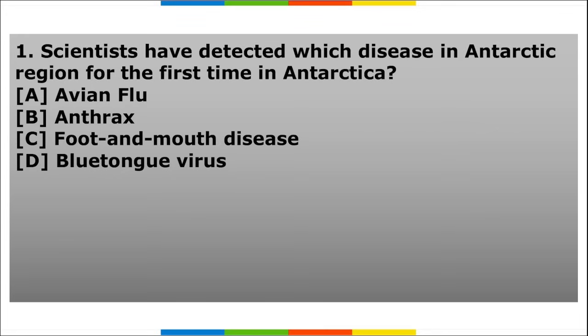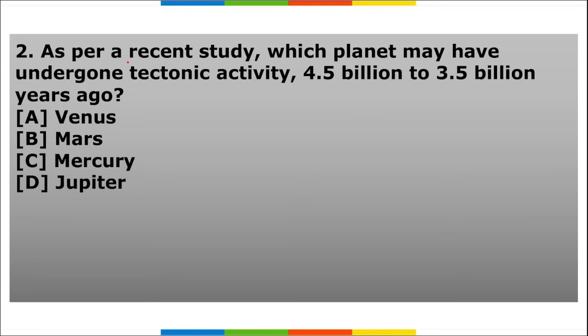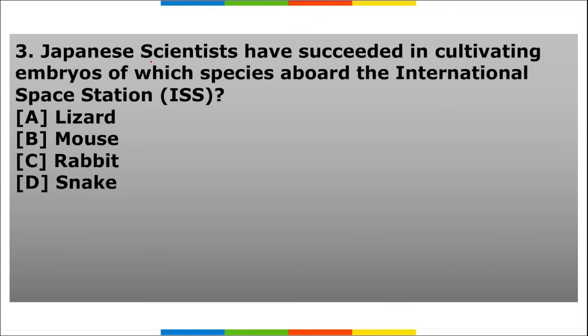Next is your homework section. First, scientists have detected which disease in the Antarctica region for the first time? Second, as per a recent study, which planet may have undergone tectonic activity 4.5 billion to 3.5 billion years ago? Third, Japanese scientists have succeeded in cultivating embryos of which species aboard the International Space Station? So these are your 3 important homework questions.